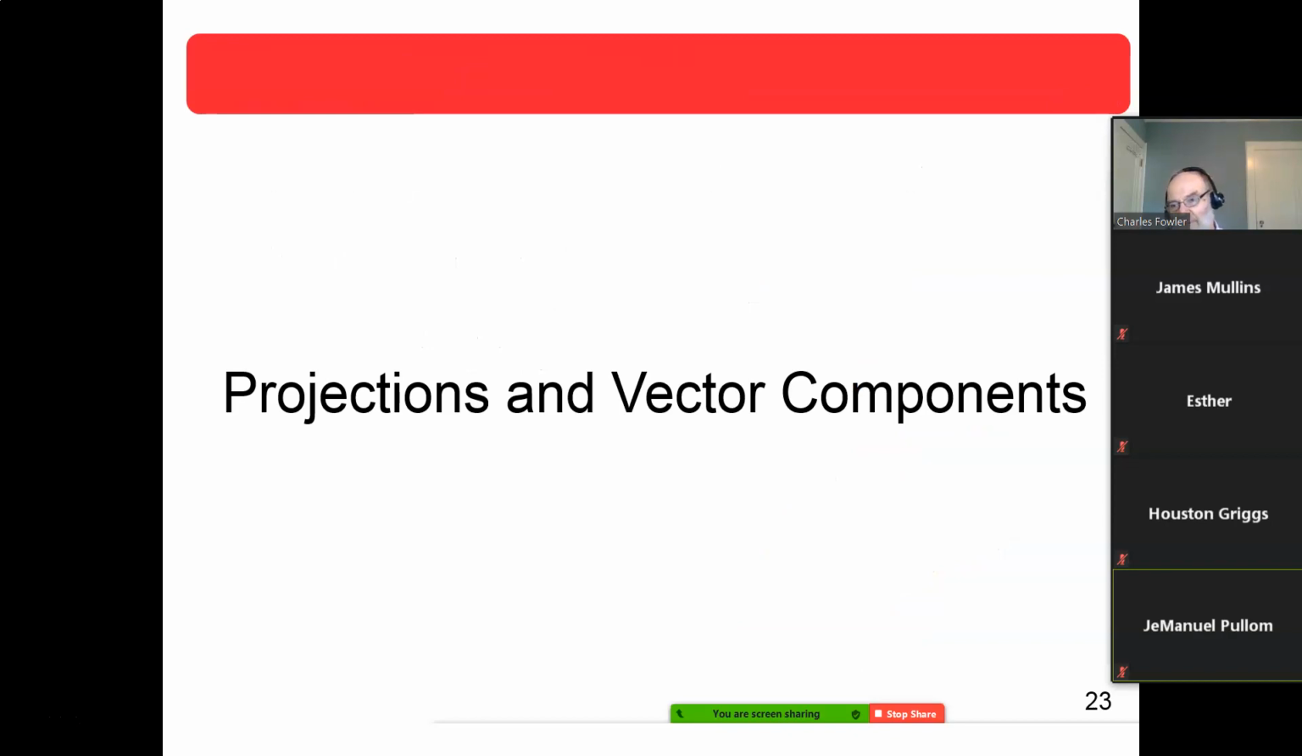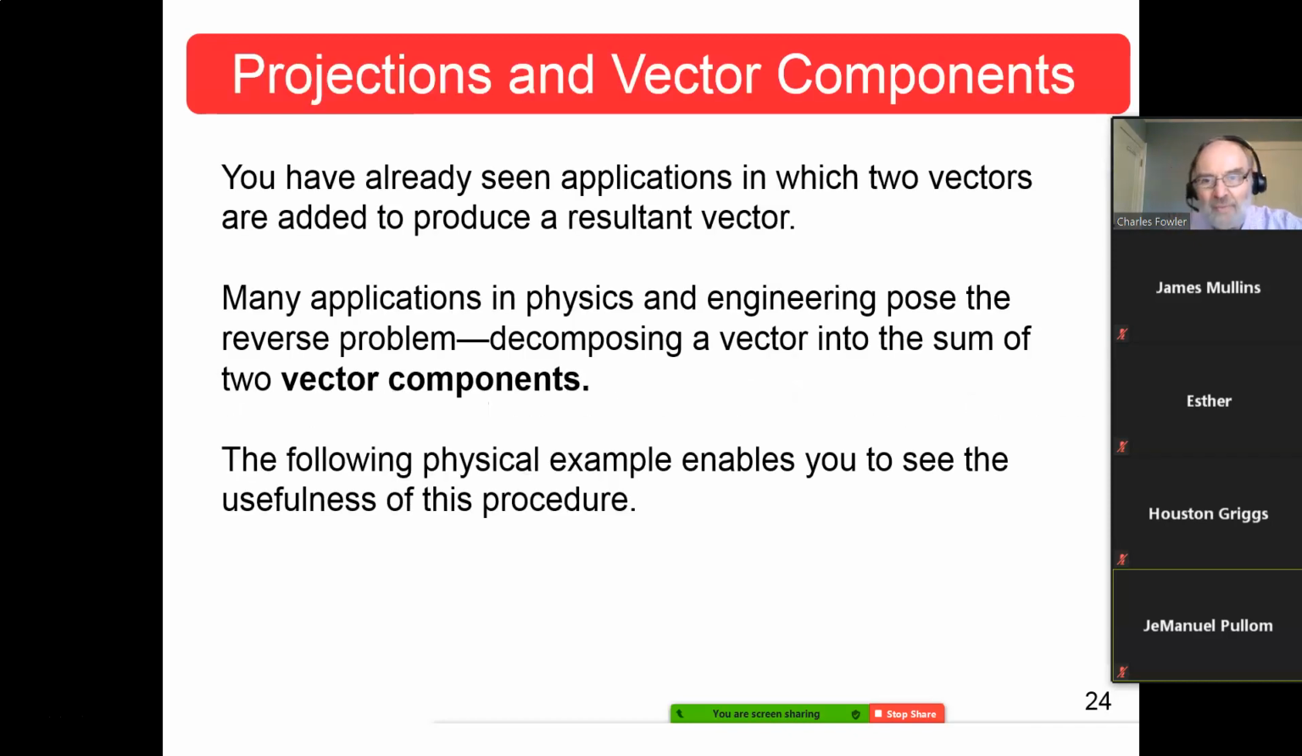Let's just see where we are in the text. Goodness gracious, 9 minutes. I think I can do it. All right, we are ready for page 774, projections and vector components. This follows pretty closely what we were just doing.